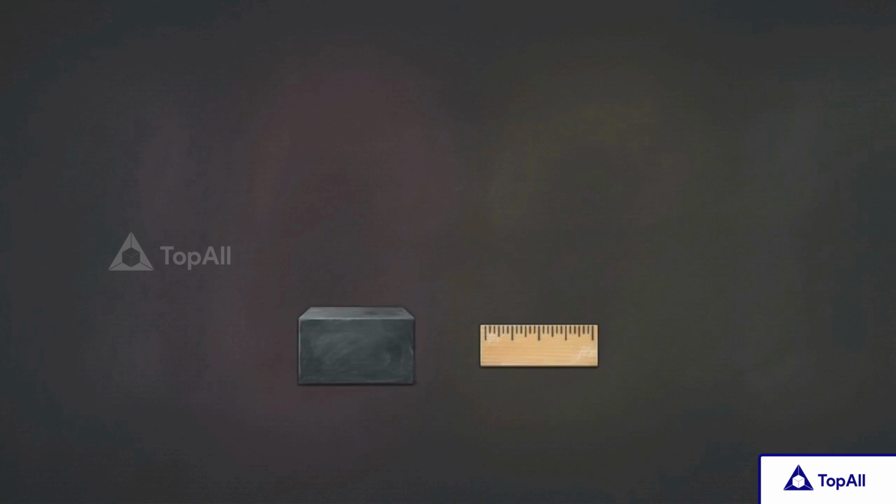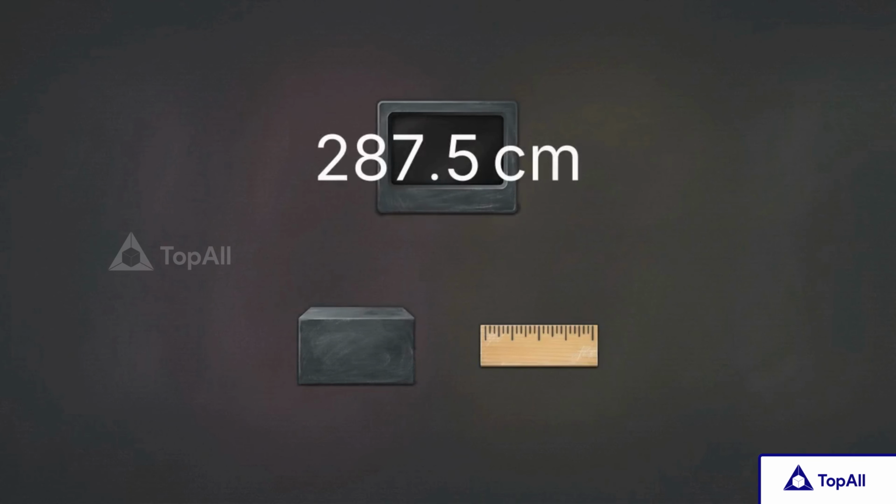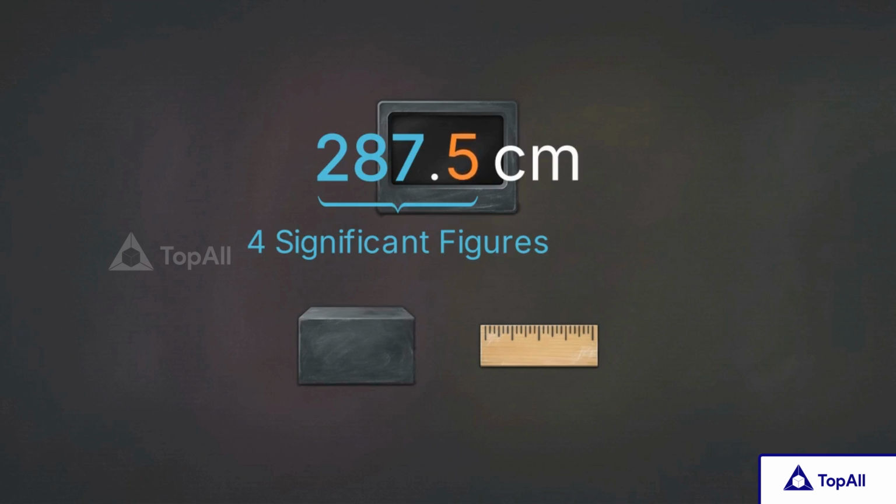Now consider a different tool. You use a ruler to measure an object, recording a length of 28.75 centimeters. Here, the 2, 8, and 7 are certain. The final digit, 5, is the uncertain one. This gives us 4 significant figures.